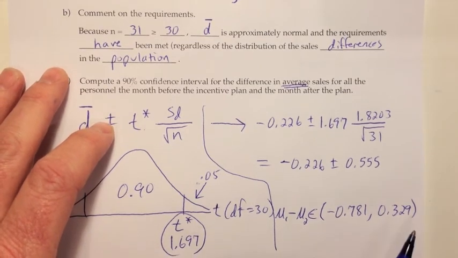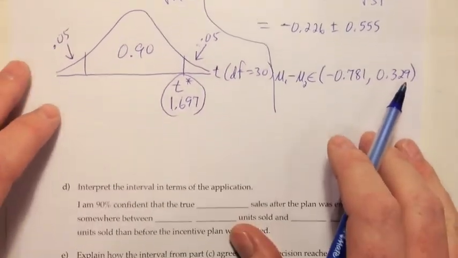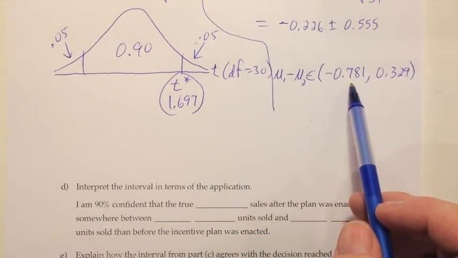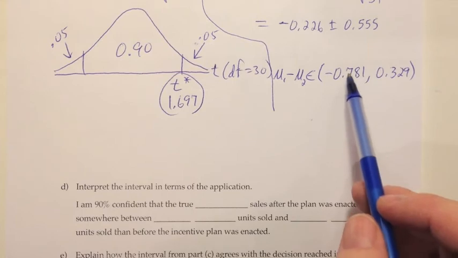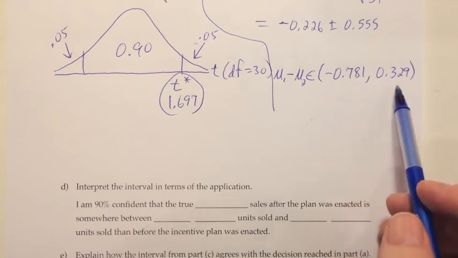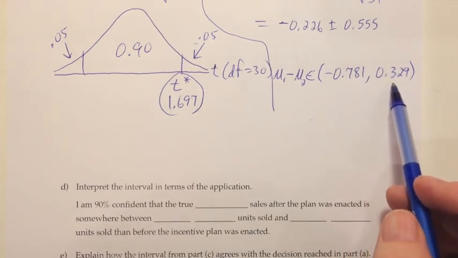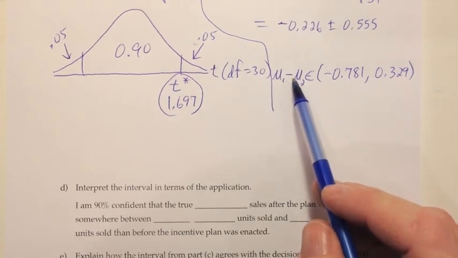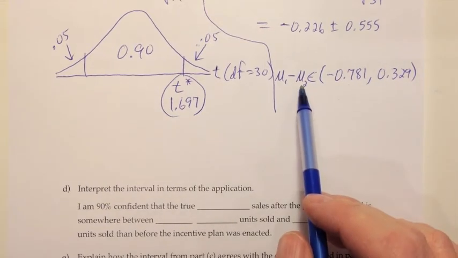So we've got kind of a big range in possibilities for what could be going on here. This number over here indicates that the sales could have gotten better by almost a full unit more sold per person, and this right here indicates that the sales could have actually gotten worse, because again, when does the difference come out positive? When does the subtraction come out positive? When the second number is lower than the first one, and this is after the plan.